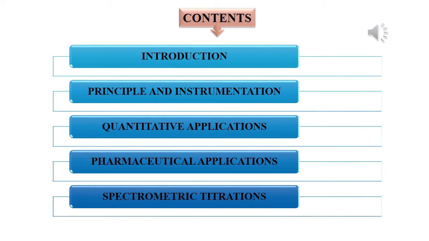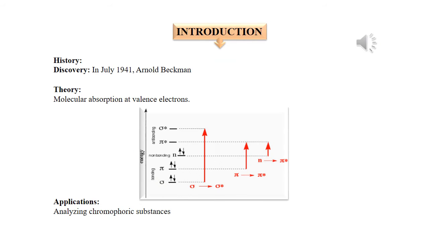The contents we are going to discuss under UV visible spectroscopy are the introduction, principle and instrumentation, quantitative applications, pharmaceutical applications and spectrometric titrations. Coming to the introduction, UV visible spectroscopy was invented in July 1941 by Arnold Beckman.